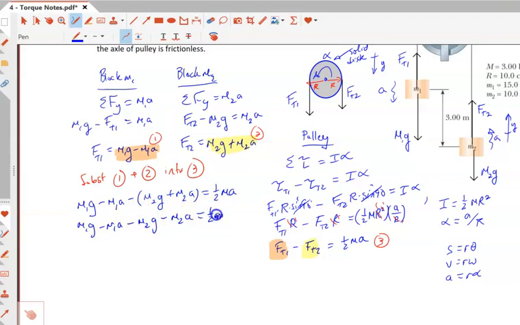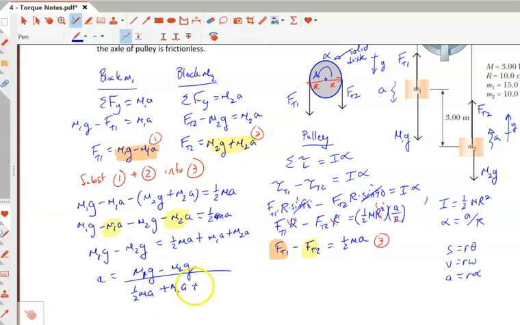And then, of course, we're going to collect like terms. We're going to bring this term and this term over to the other side. So we're going to have now m1g minus m2g equals half ma plus m1a plus m2a. And solving for a, we will get, let me double check, that's an m1g, sorry. m1g minus m2g on the top, the numerator here. And then we have half m plus m1 plus m2, all times a, because I've taken out an a. All right, so we get that expression in the end.